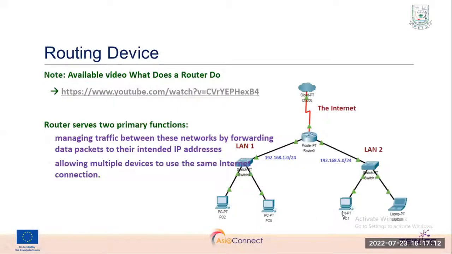So thanks for watching that video that we have tried to clearly show how a router is necessary and how a router works. A router serves two primary functions: managing traffic between networks by forwarding data packets to their intended IP addresses, and allowing multiple devices to use the same internet connection. Okay. It's a typical example that we have already shown in our videos.